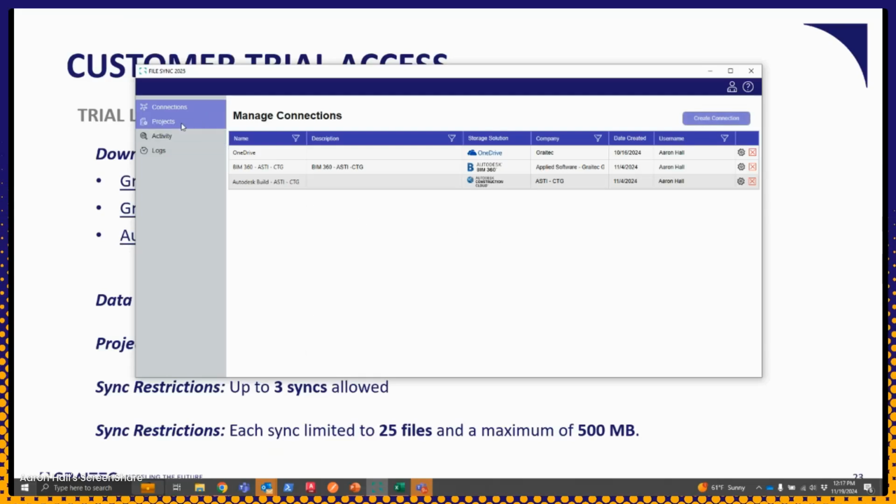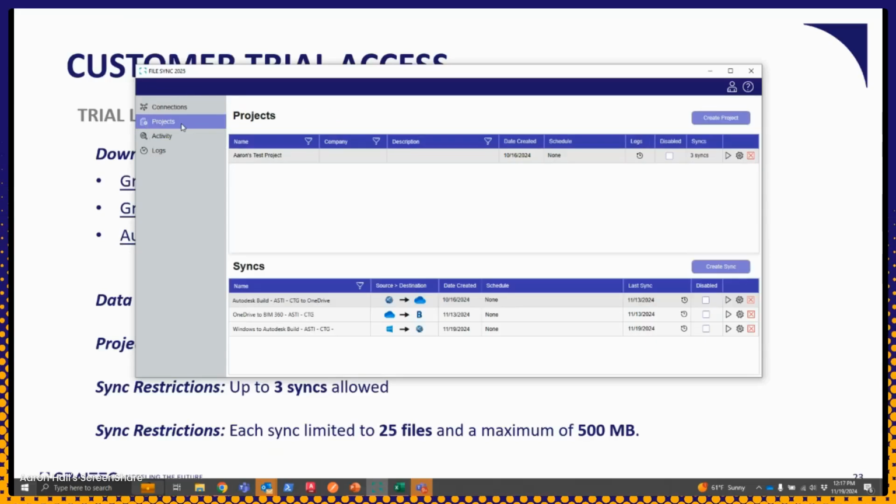What I'm going to show you next is the Projects tab. This is where the rubber meets the road. This is where we create the projects that we want to sync to. So you see it's broken out. This is going to be the main pane, and this window is going to have projects in the top, followed by syncs. So you can think of syncs as being a subfolder to the project. Within Aaron's test project here, I have these three syncs set up.